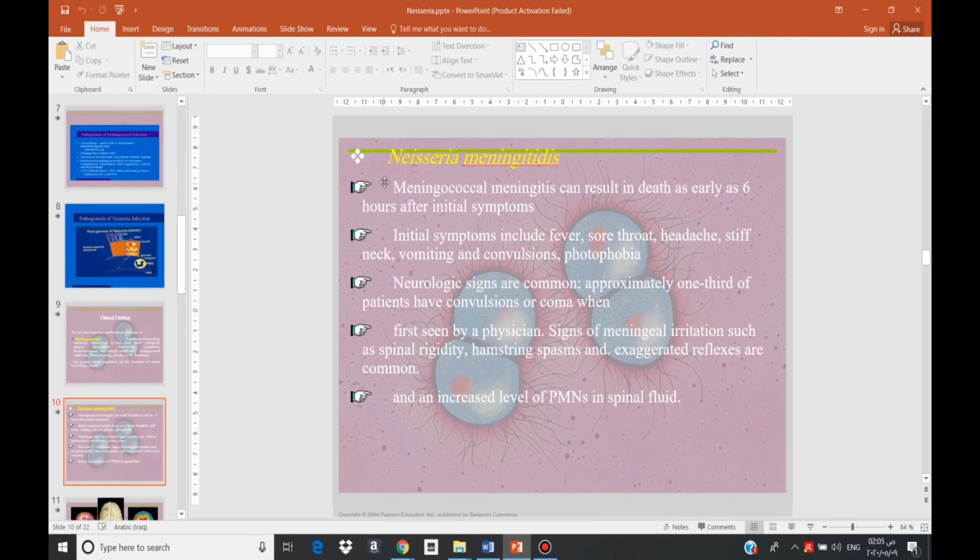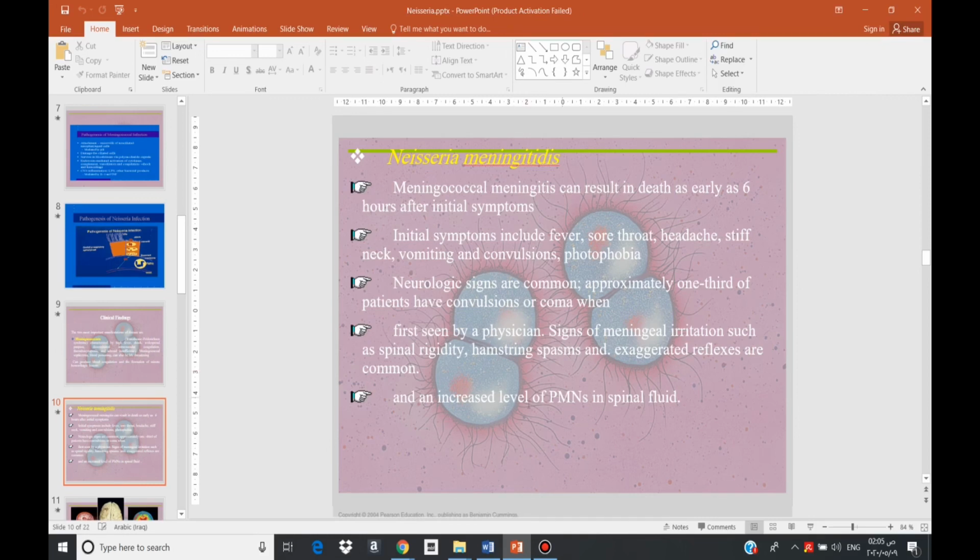الأخر disease هو النيسيريا meningitis اللي caused by the Neisseria meningitis هو المننجايتس. طبعا المننجايتس also life threatening disease. المين symptom هي الفيفر, sore throat, headache, stiffness of the neck, vomiting, convulsion, photophobia. Also sometimes lead to the sign of the meningeal irritation due to the spinal rigidity or hamstring spasm, sometimes lead to the exaggerated reflexes.